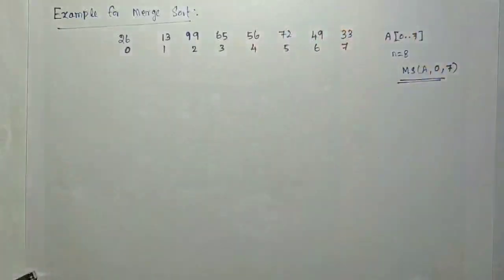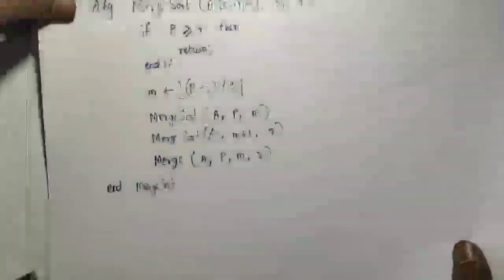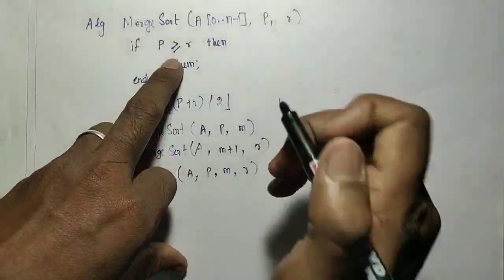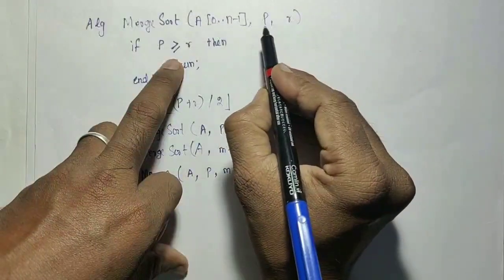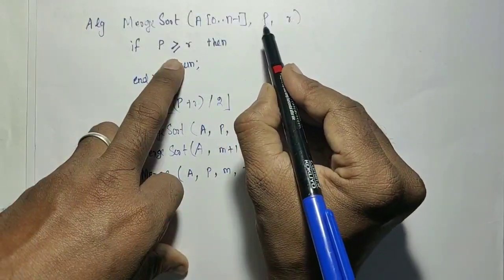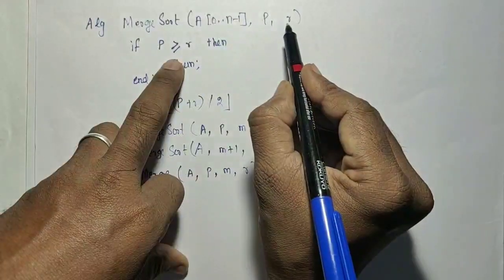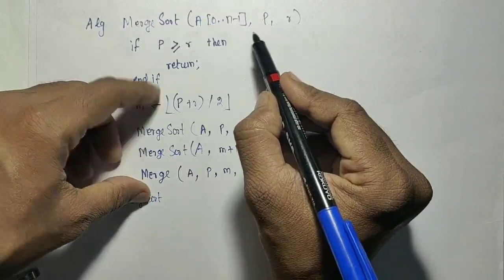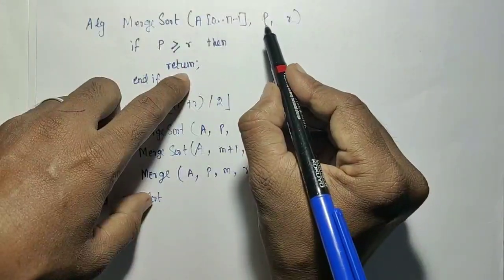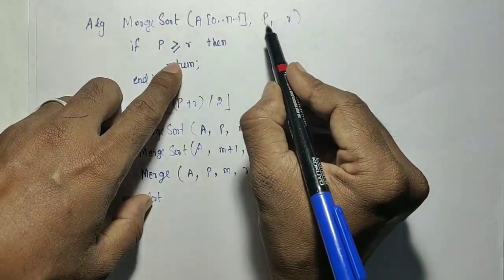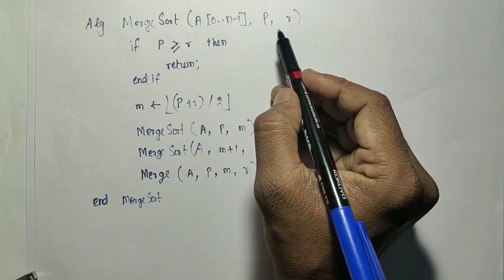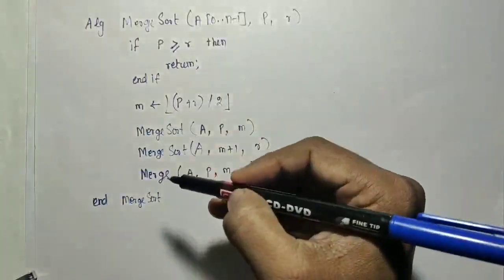So how are these elements going to be sorted? Just to remember this algorithm, this is the algorithm we are going to apply here. P and R will be checked first. If P and R is valid, then we can apply that algorithm. If it is not valid, you can just return. Valid means what? If P and R are equal, it means only one element is there, so there is no need to sort it.